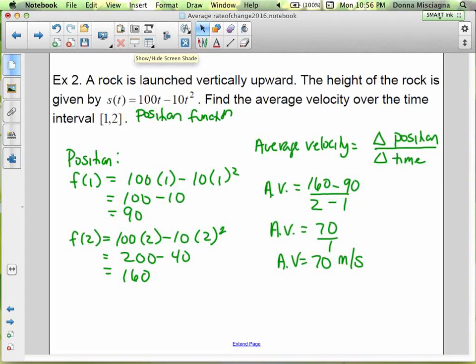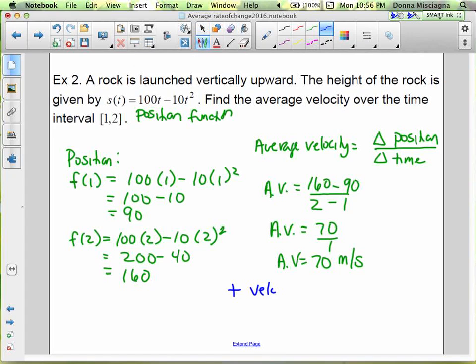Notice that it's positive. Positive velocity means that the rock is still traveling up.